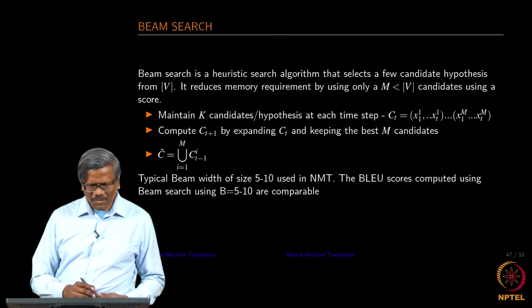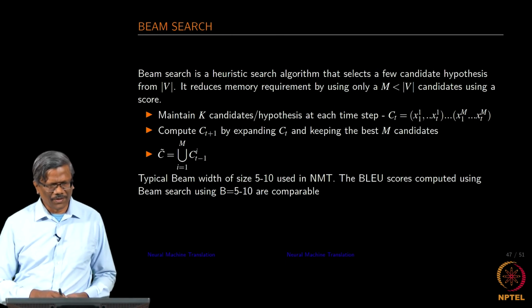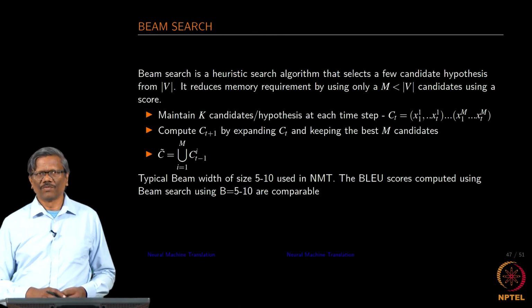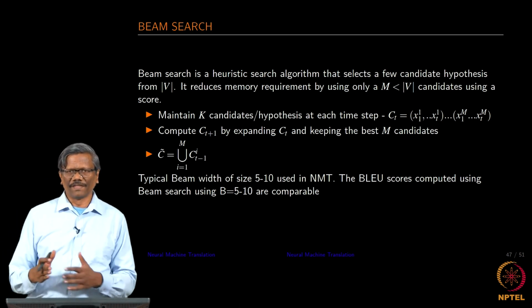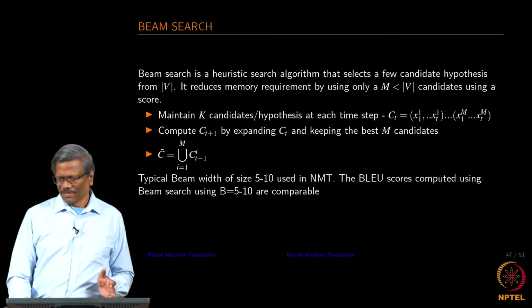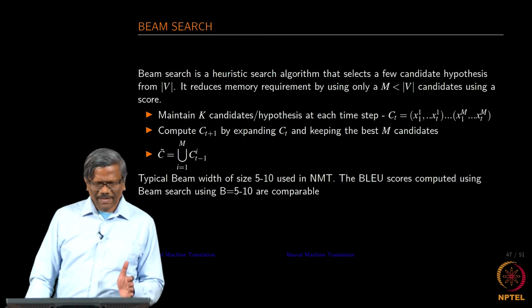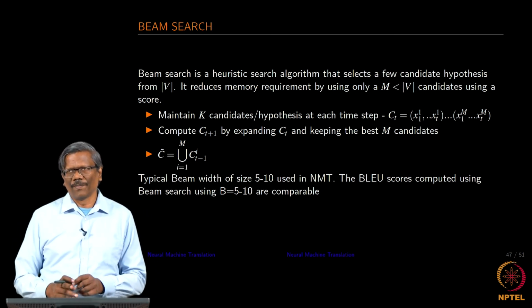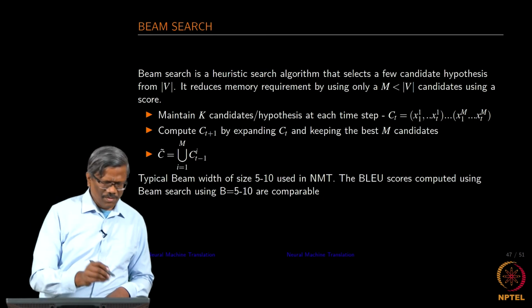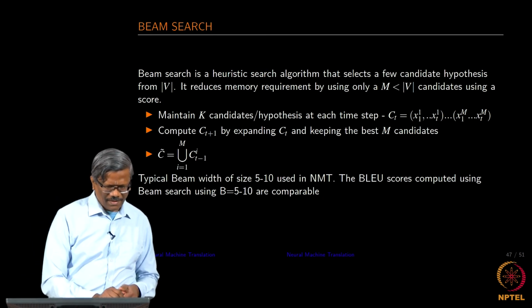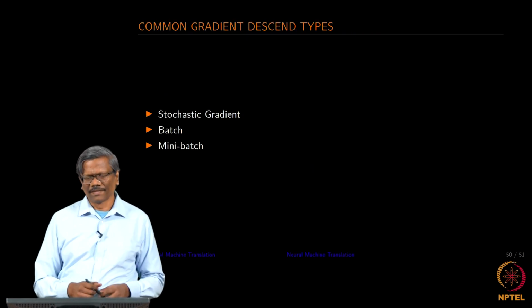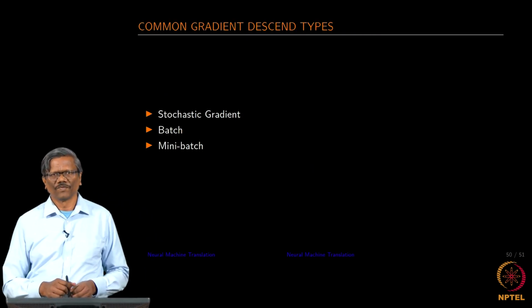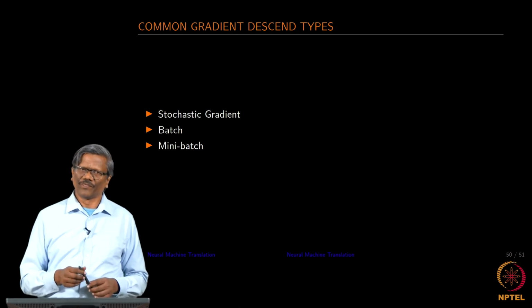So, in the next session, I will be talking about the beam search. You remember we have been talking about this at the end of every machine translation, but here we never spoke about how this is done. So, we will talk about the beam search, and then later we will talk about the common gradient descent types. We will cover these two in the next sessions.